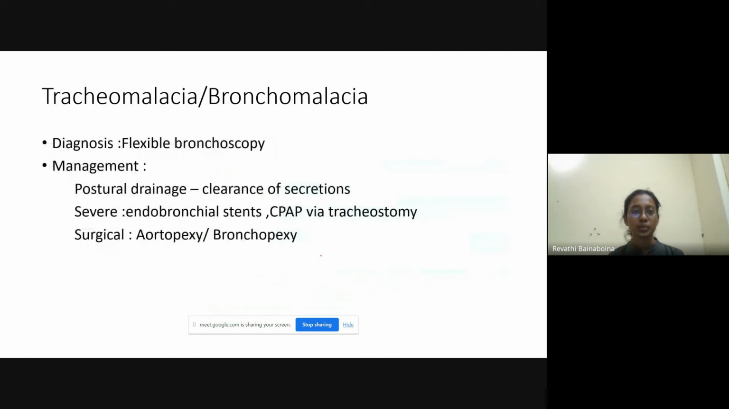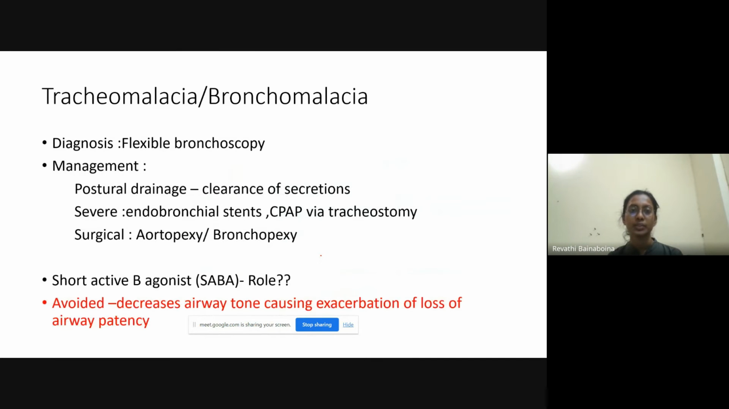Management includes postural drainage for the clearance of secretions. In severe cases, like any cyanosis, endobronchial stents and CPAP via tracheostomy are done. Surgical options include aortopexy and bronchopexy. So, in the previous case, the child was nebulized with salbutamol. It is avoided because it decreases the airway tone, which causes exacerbation of loss of airway patency.